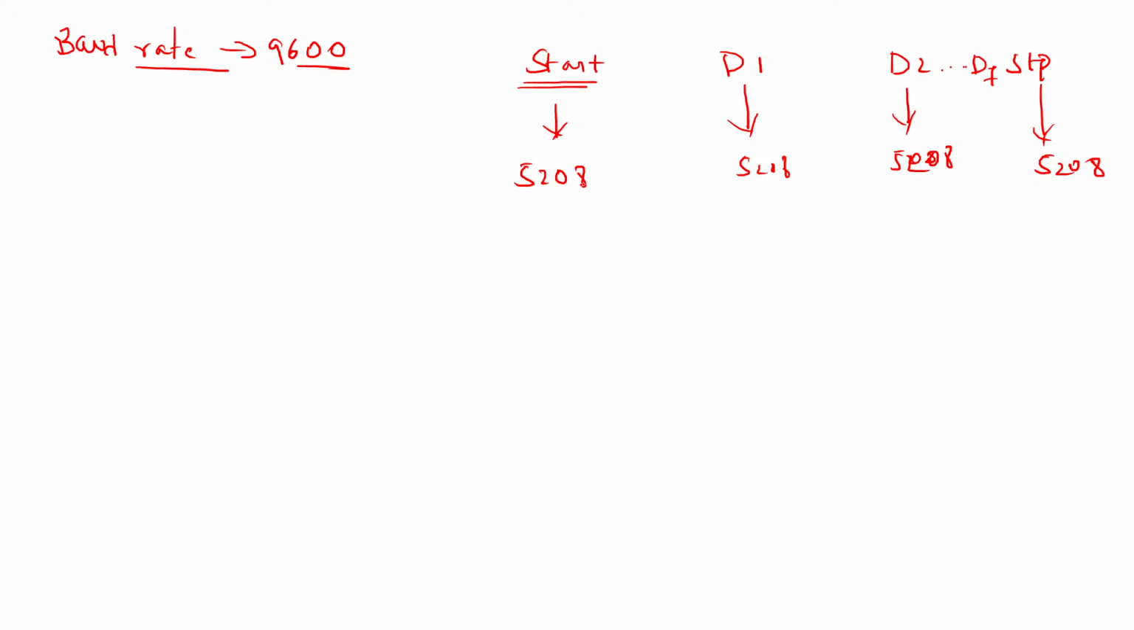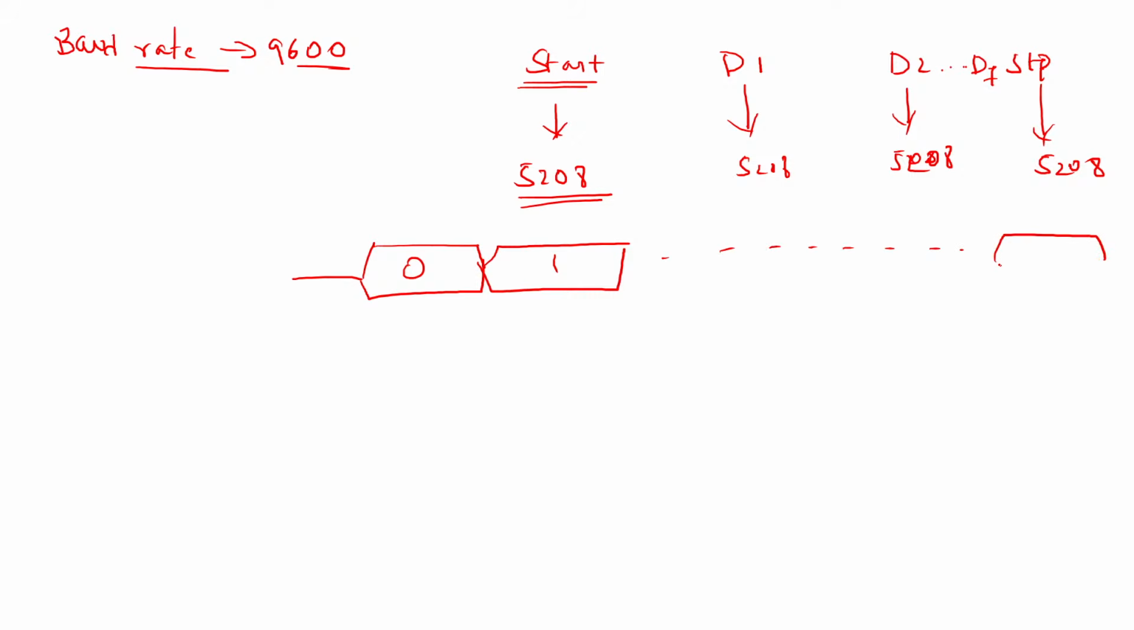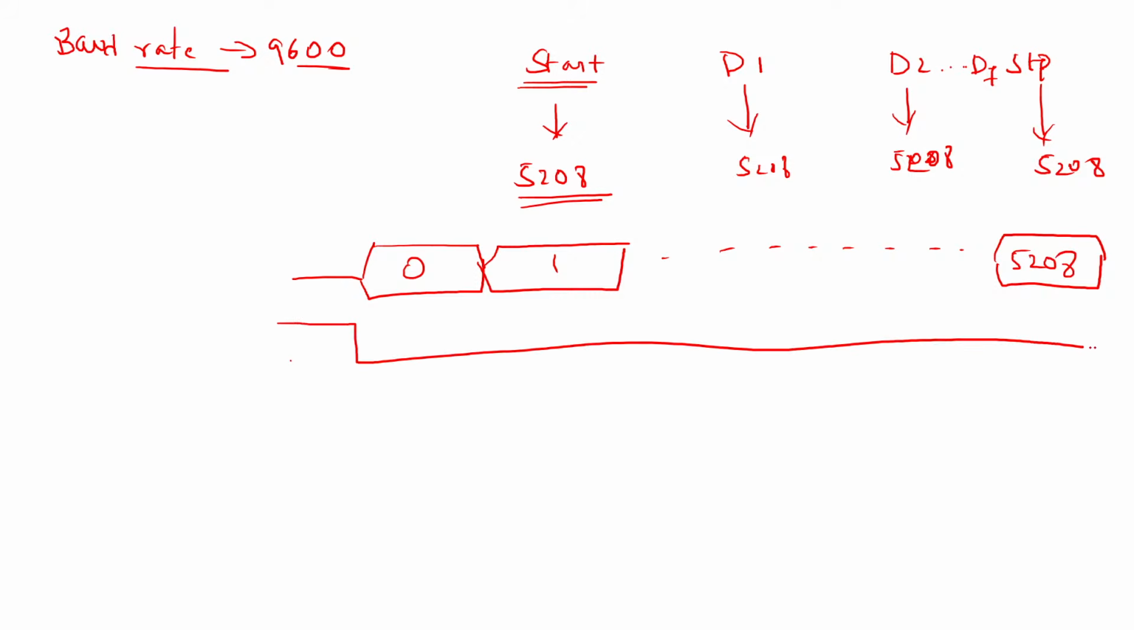Now, on the receiver side, let me draw it visually. This particular bit is maintained for 5208 cycles. So up to 5208 cycles, this start bit will be made 0. Like this, it is made 0. Okay, now this is my transmitter. The transmitter is providing the start bit constant for 5208 cycles.